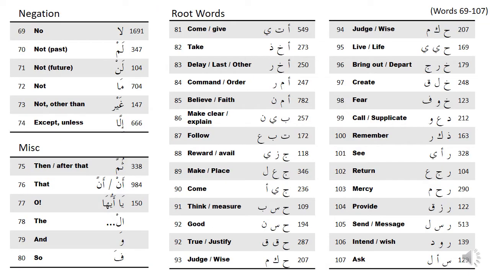So the next category is negation. There's lots of ways of negating things in Arabic, and these are the main ways, and they're the counts there. Then we have a miscellaneous section. So these words, the, and so, they occur thousands of times each. They're not counted. This means it's a prefix, so it occurs at the start of the word. It's not a word in itself, but that means it occurs a lot.